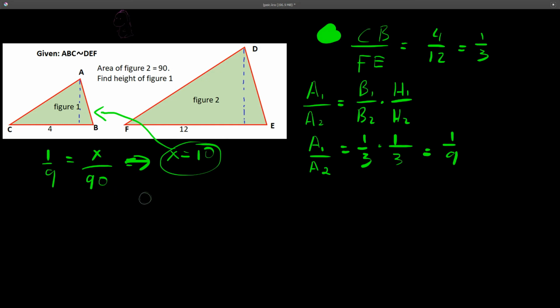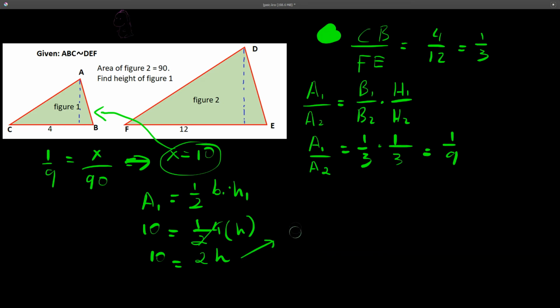Now from there, we can use the formula of the area of a triangle to find the height. So area is equal to 1/2 base 1 times height 1. And area 1 is 10, so I have 1/2 times the base, which is 4, times the height. I can cancel the 1/2, that becomes 2. Height is equal to 10, so height 1 is equal to 5.